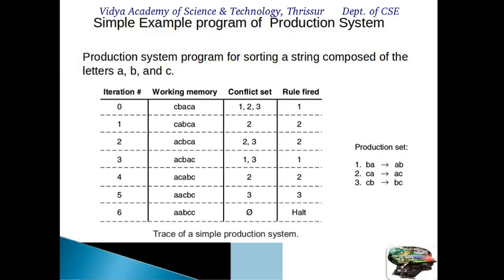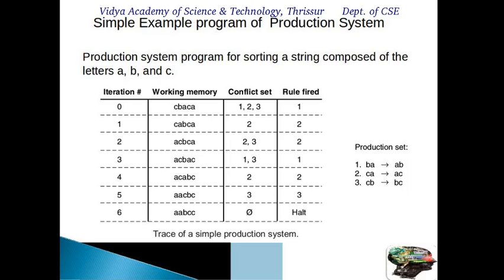If CA is met, it should be converted into AC. If CB is found, then it has to be converted into BC. So the condition BA is the first condition, and the rule is number 1 for that. CA is another condition, and the rule corresponding to that condition is 2. Another condition is CB, and its corresponding rule is 3. The corresponding action is converting the CB to BC.